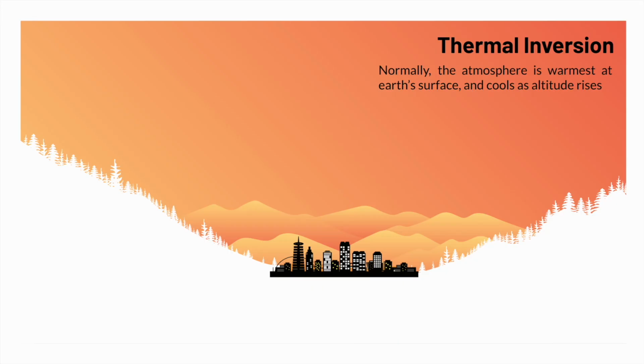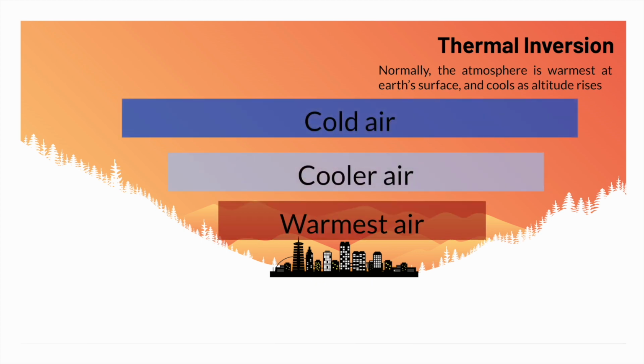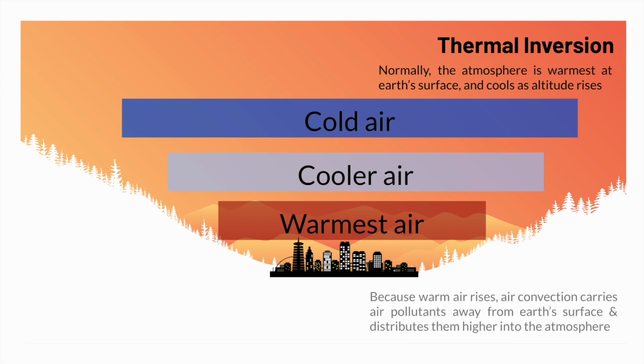Normally the atmosphere is warmest at Earth's surface and cools as altitude rises. We talked about this with adiabatic heating and cooling. As air moves up into the atmosphere further away from the surface, it cools and expands. So we tend to have our warmest atmospheric layer closest to the surface, and then it gets colder as the air rises. Because warm air rises, the air convection currents carry air pollutants away from Earth's surface and distribute them higher up into the atmosphere.